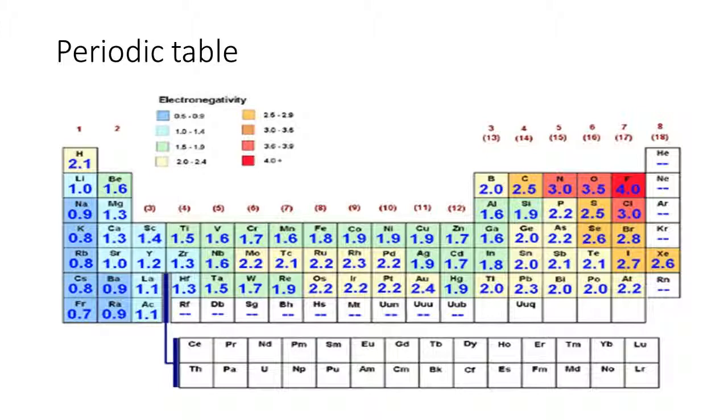If you look at the top right of the periodic table, we have fluorine, which has an electronegativity of 4, and at the top left of the periodic table, I have hydrogen, which has an electronegativity of 2.1. So if I subtract the electronegativity of these two from each other, 4 minus 2.1, that gives me 1.9, and this 1.9 tells me that there will be a polar covalent bond between these two.